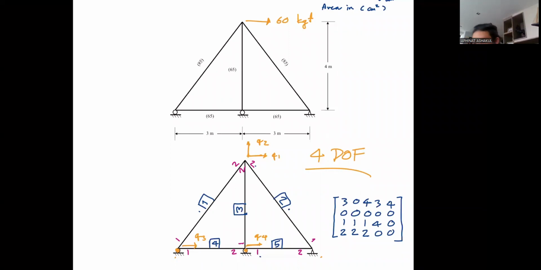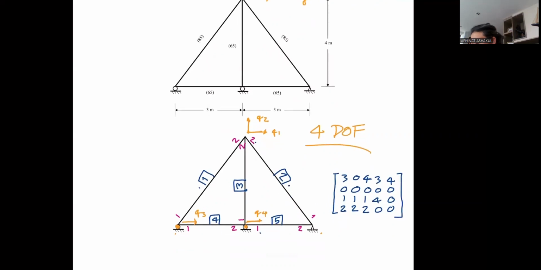And we have done the numbering. So we call this Q1, Q2, Q3, and then Q4. We have given all the members the numbers and local nodes. So this is your member number 1. This is local node 1 and 2. So that means the code matrix for this one, this is 1, this is 2, right? And we have Q3 here in the X direction. So our code for member number 1 is now 3, 0, 1, and 2.